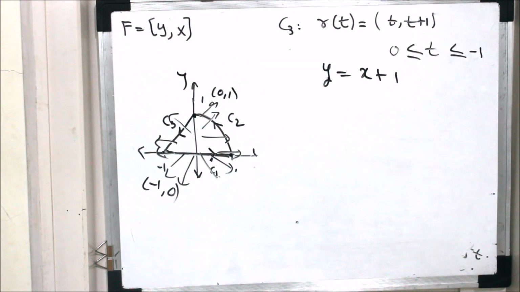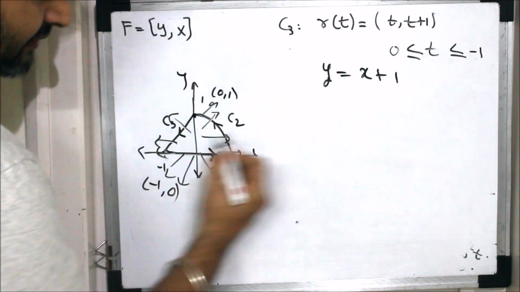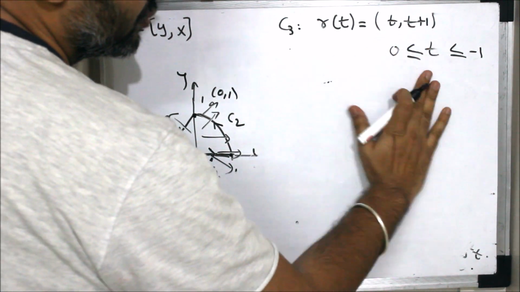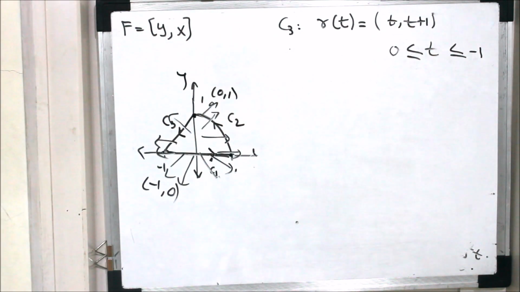As you can see, when my x is 0, my y is 1, and when my y is 0, my x is minus 1. So this line is nothing but this one. So when I take x equal to t, my y will be t plus 1. Therefore this is the parameterization of the curve. It is nothing but t comma t plus 1.